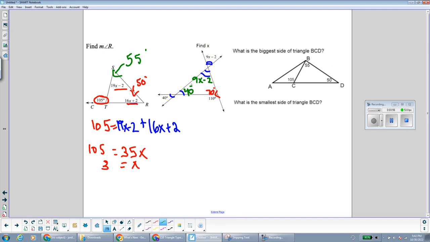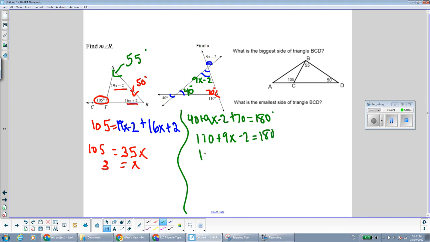I know that in any triangle, the interior angles always add up to 180 degrees. So if I add the 40-degree angle and the 9x minus 2 degree angle and the 70-degree angle, I should get 180 degrees, since all three angles of any triangle add to 180 degrees. Here I have 110 plus 9x minus 2 equals 180. That is 108 plus 9x equals 180. Let me subtract 108 from both sides. So 180 minus 108 is 72.